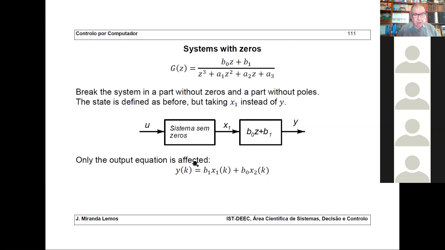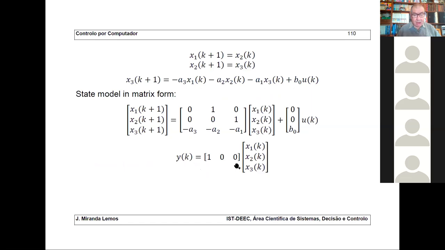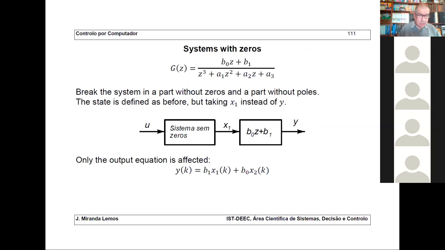So what can we say? We can write the state model for x as before, the dynamic part. So this equation in terms of A and B is the same. But this equation is no longer true because the output is now replaced by this, and I haven't written it because I usually write it as B1, B0, and 0. Don't forget the x3. Okay? So when we have systems with zeros, you break it into two parts. One part without zeros, where you define the first state variable as this intermediate variable, and another part with just zeros. The first part is business as before. So you define the state variables x1 of k, x1 of k plus 1, and x1 of k plus 2, the advancements of x1. And now this only affects the so-called output equation.